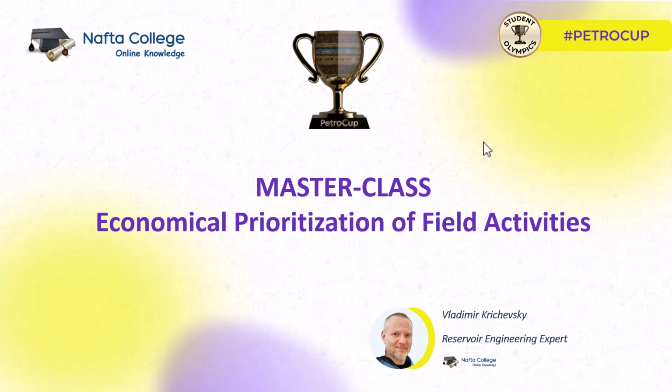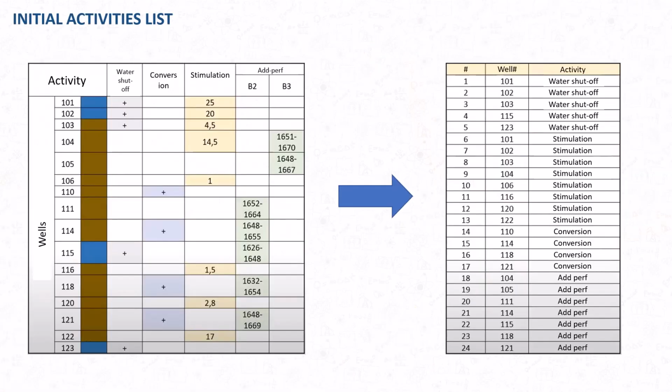In this video, I'm going to show you the concept of prioritization of your field activities. So let's say we've reviewed the field and we've reviewed all the wells, and now we have a huge set of different activities on different wells, such as water shutoffs, conversions, stimulations, add perf jobs, this kind of stuff. Now I need to know what to do first, because it would be crucially important. I need to do the best activities first to earn more money as quickly as possible. How do I do this?